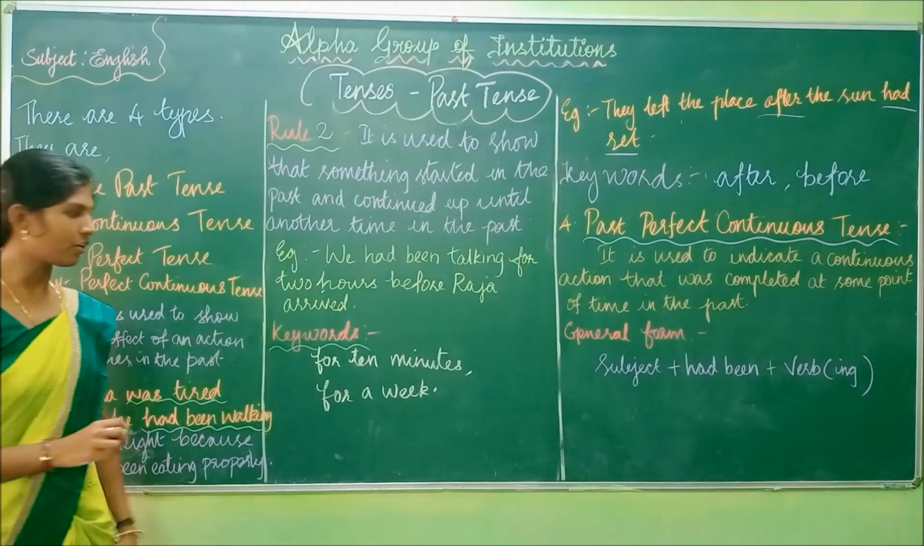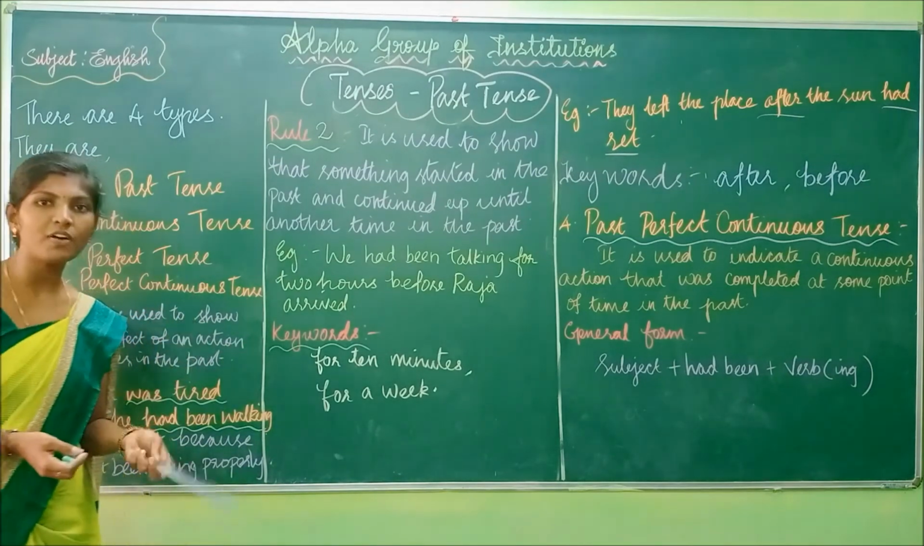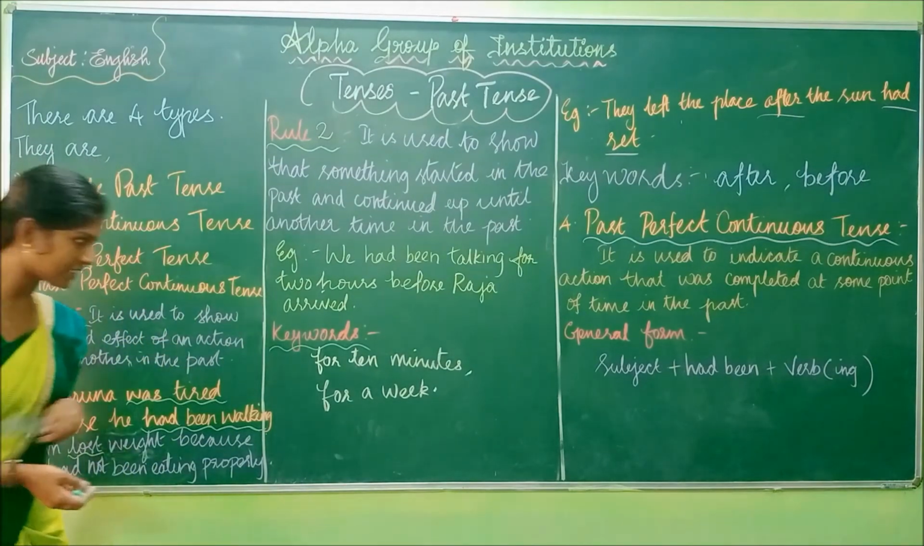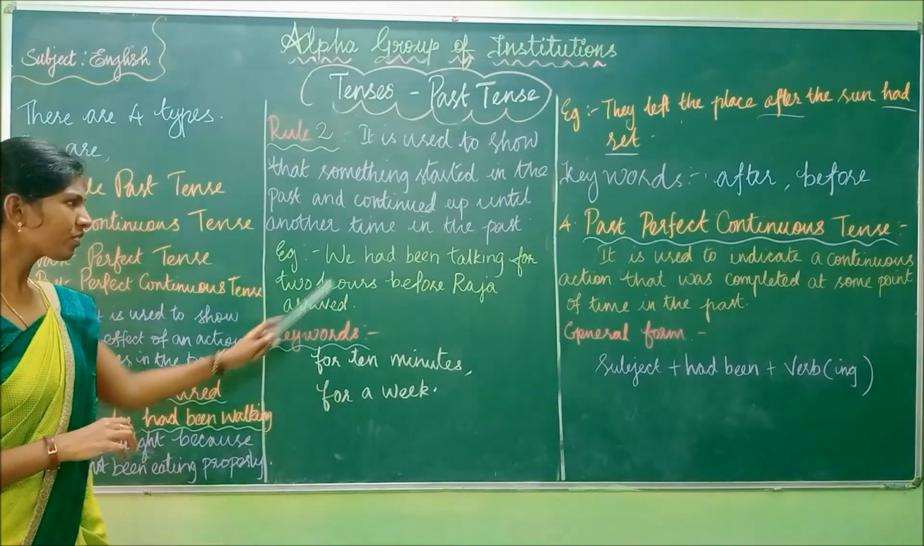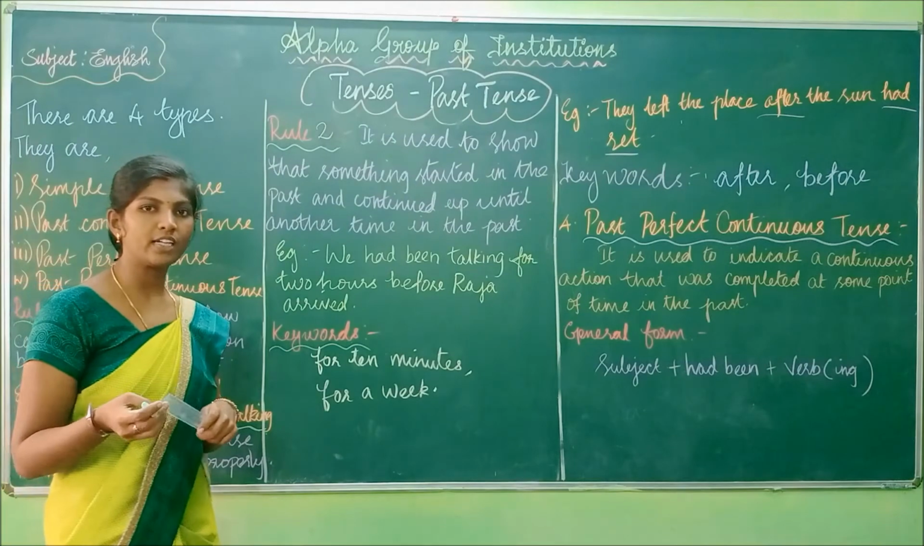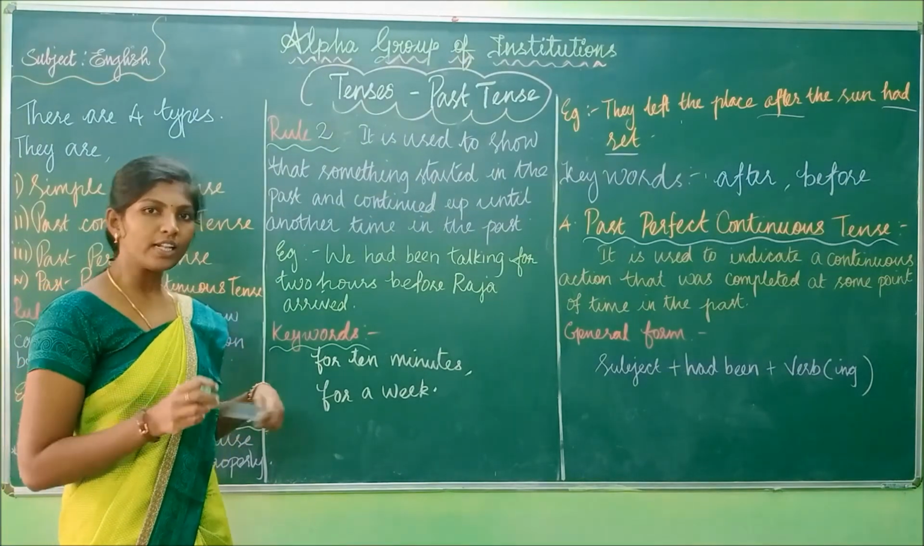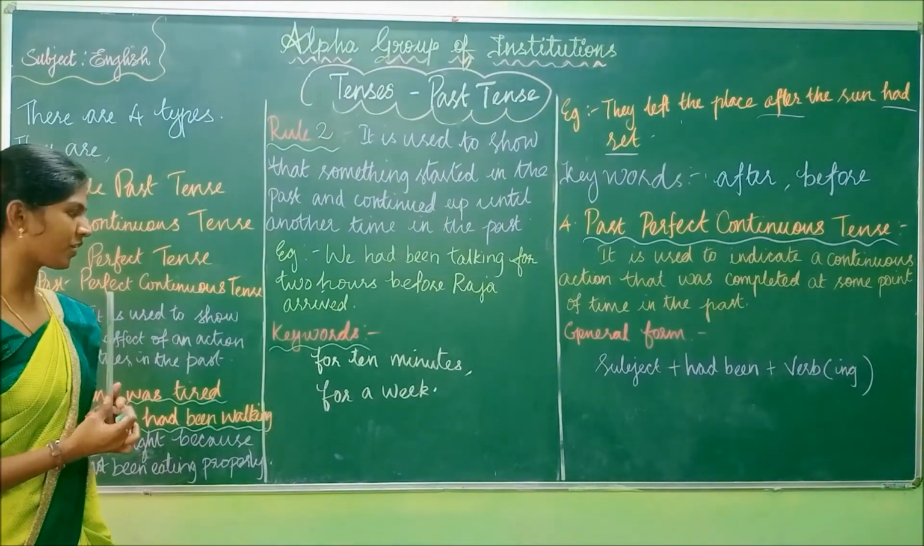Okay children, so the keywords for past perfect continuous tense are: for 10 minutes, for a week, for 2 hours, for 10 hours, for a whole day. All these are the keywords that we use for past perfect continuous tense.